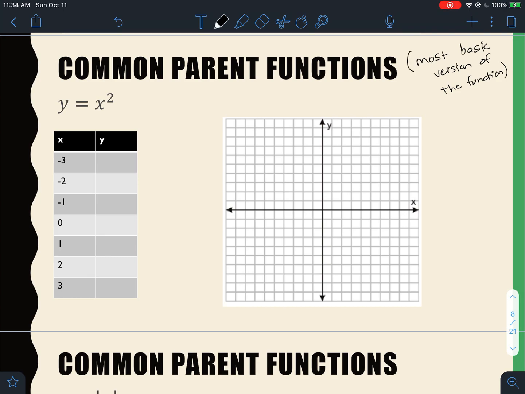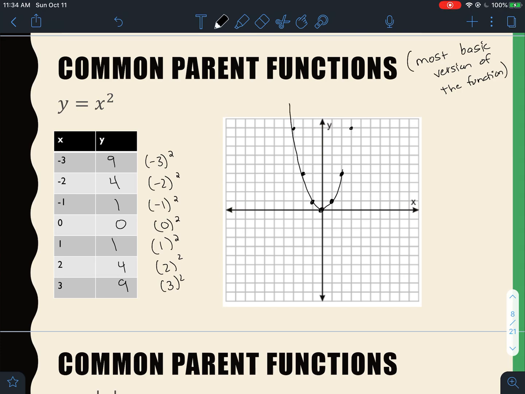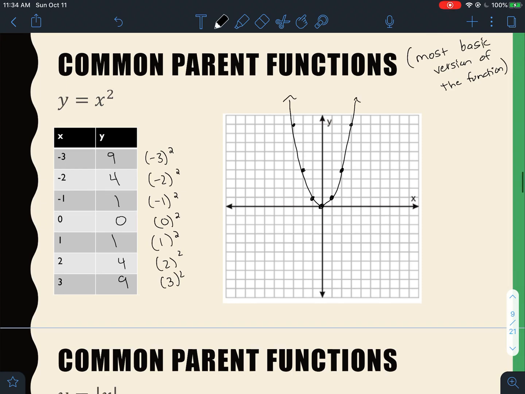So if I have negative 3 and I square it, I get 9. If I have negative 2 and I square it, I get 4. If I have negative 1 and I square it, I get 1. 0 squared, and I get 0. 1 squared is 1. 2 squared is 4. And 3 squared is 9. So I have the points 0, 0, 1, 1, negative 1, 1, 2, 4, negative 2, 4, 3, 9, negative 3, 9. And then notice it just makes a happy parabola. So that's the parent function y equals x squared.